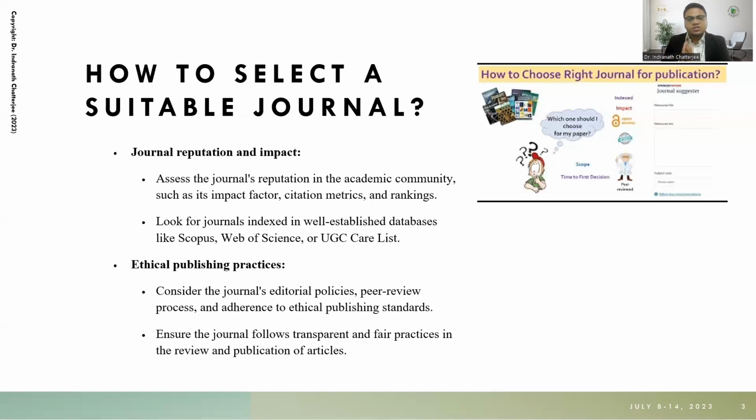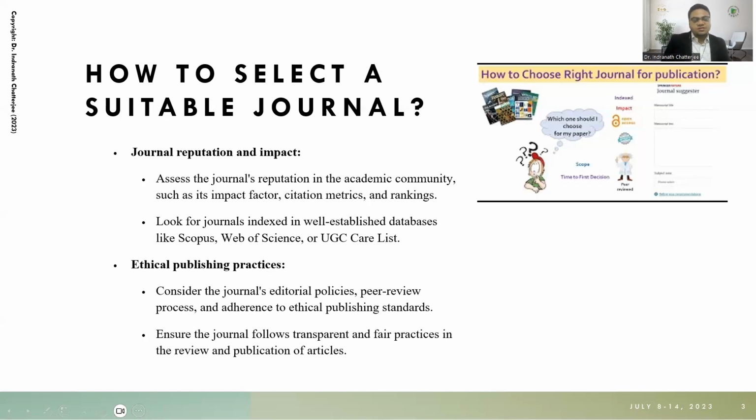Impact shows how many times people are reading papers from that journal, how many times people are citing that journal, and how interested people are in reading papers from that journal. So these are all the impact of the journal, and it affects the reputation of the journal. So you have to look for a journal well indexed in Scopus, Web of Science, and the UGC CARE list.